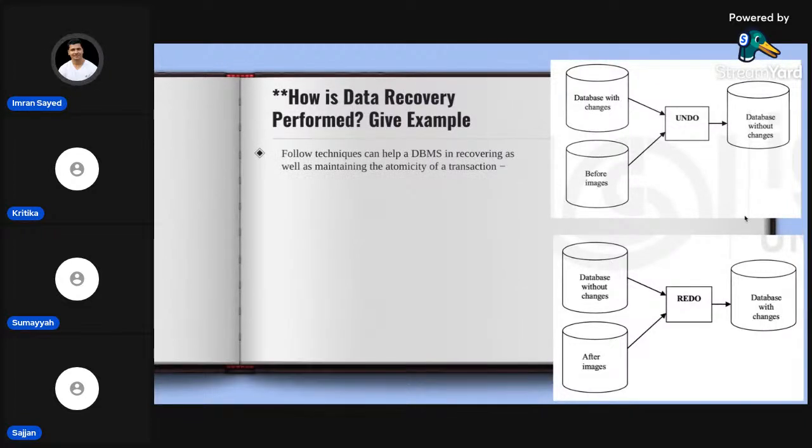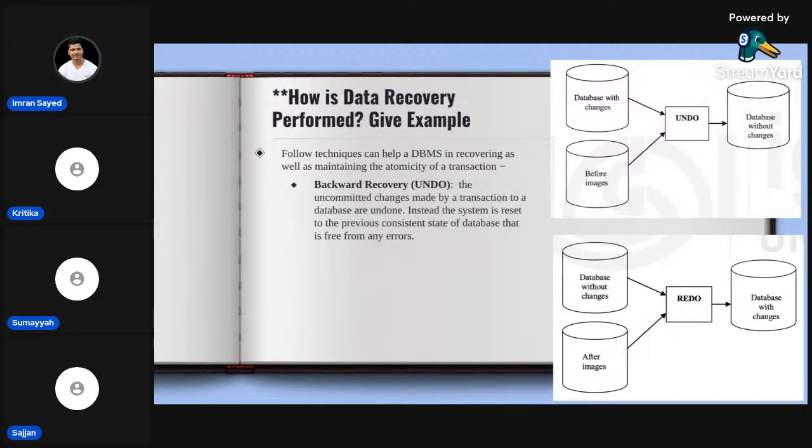Following techniques can help a database management system in recovering as well as maintaining atomicity of a transaction. Backward recovery, undo. The uncommitted changes made by a transaction to a database are undone. So if you've not committed anything, you can undo it. Instead, the system is reset to the previous consistent state of a database that is free of any errors.